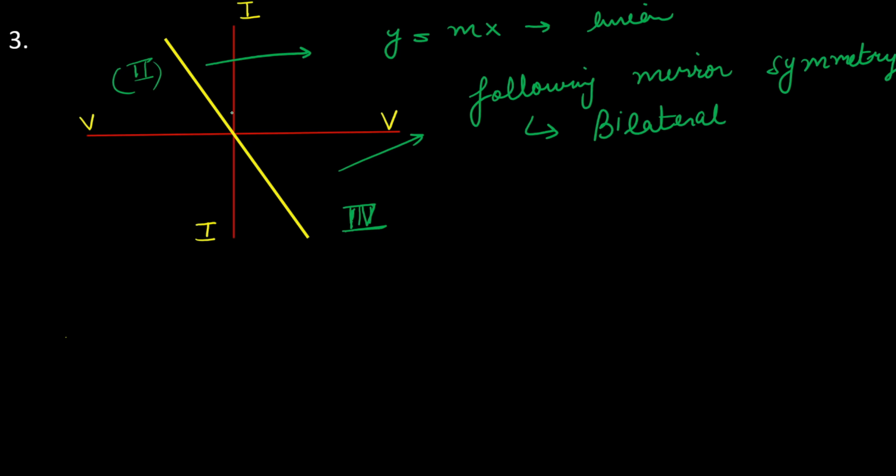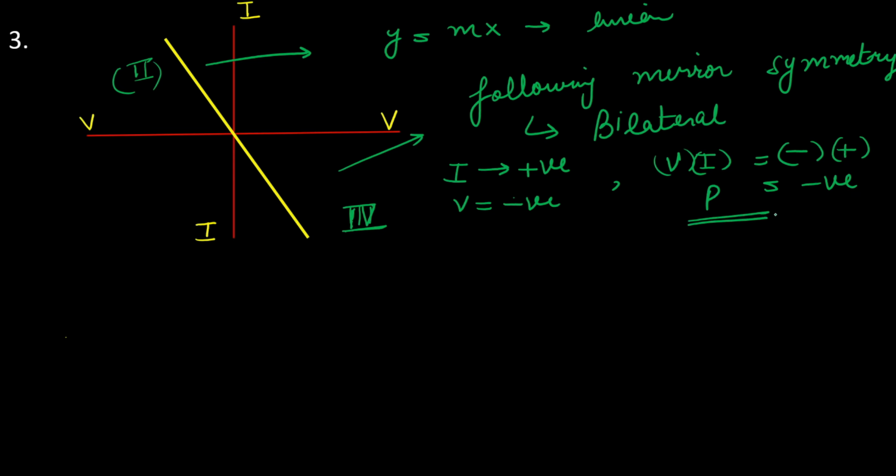Next, we have the values of the voltage and the current in the second quadrant. For example, we are getting our current to be positive in the second quadrant and voltage to be negative. So V into I gives us negative into positive. It means that we are getting a negative value, so the power is negative. So this particular element is delivering power. It means that this is an active element.